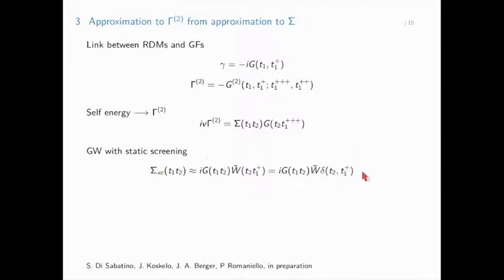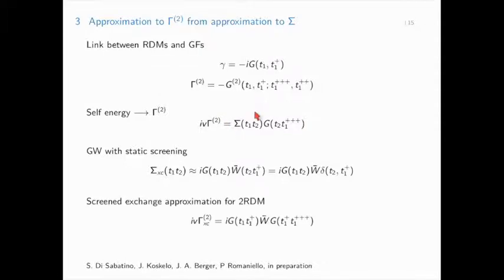When we plug this expression in this equation for gamma 2, what we obtain is this. And here we notice that we have the equal time limit in the Green's function with the correct time ordering. Which means that here we have the one-body reduced density matrix. So basically, this is a functional for the exchange correlation part of the two-body reduced density matrix in terms of gamma only. So here we notice that W bar is not a functional of gamma.